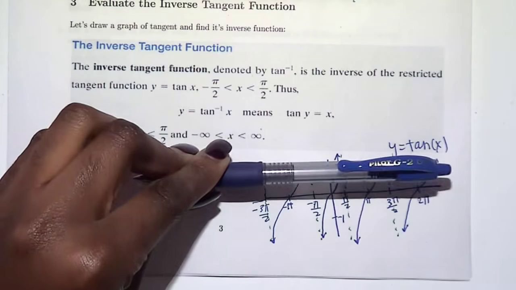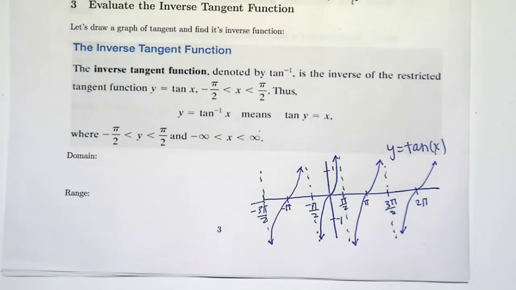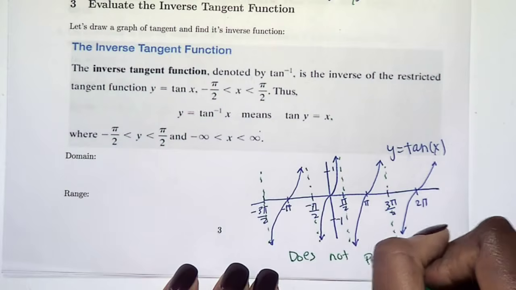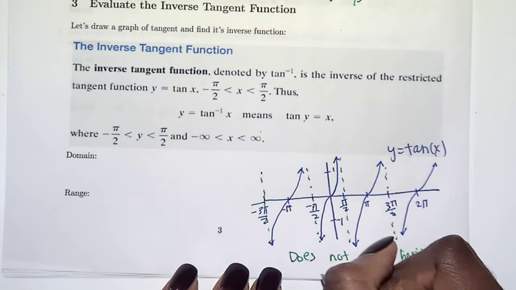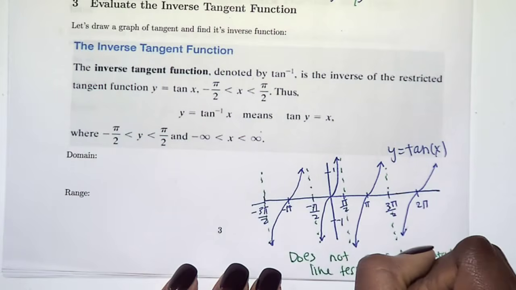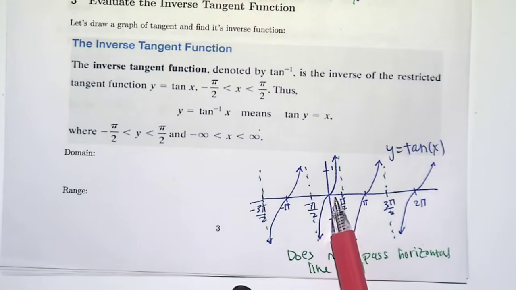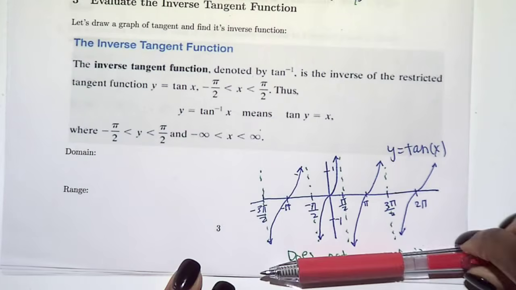Okay, does this pass the horizontal line test? No, it does not. Clearly not. So actually, none of our trig functions pass the horizontal line test. So what we have to do is restrict our domain. So we want to choose something that has the 0, and we want to choose a place where we will pass the horizontal line test.